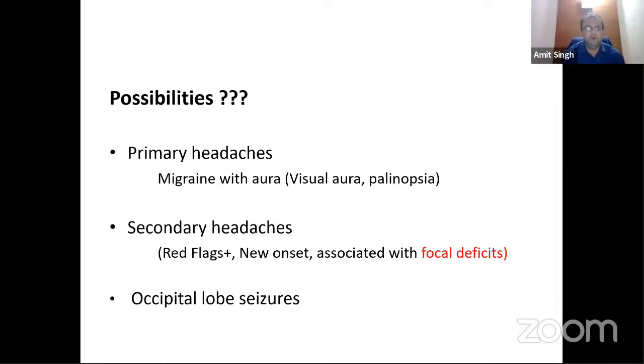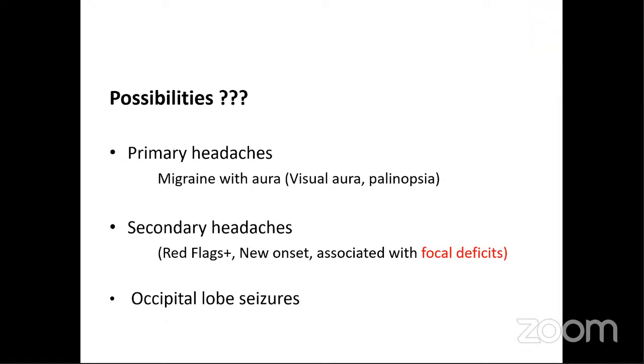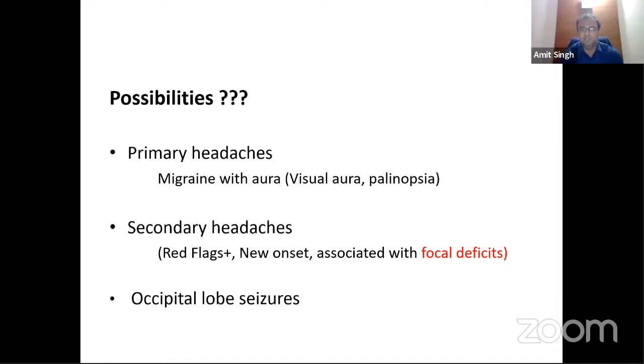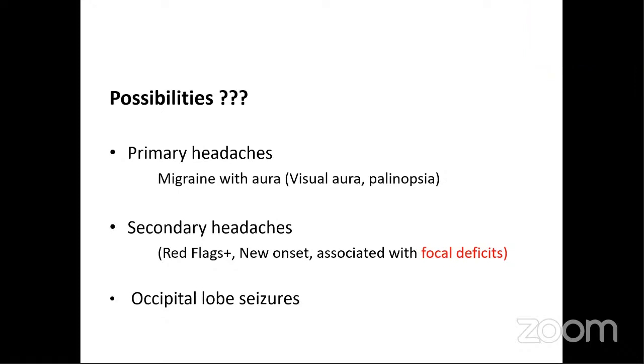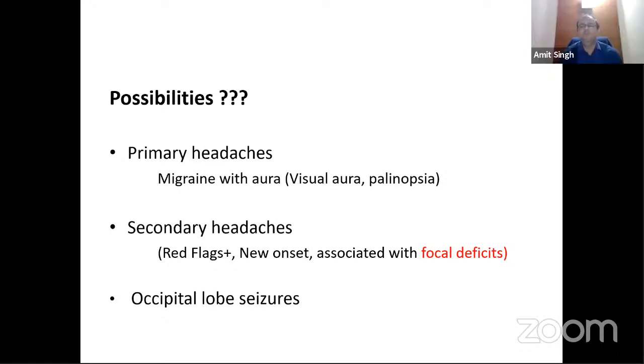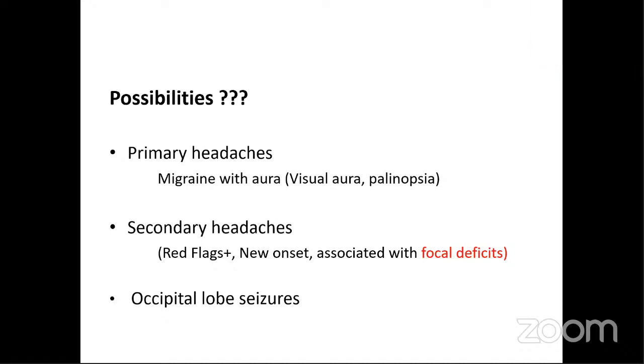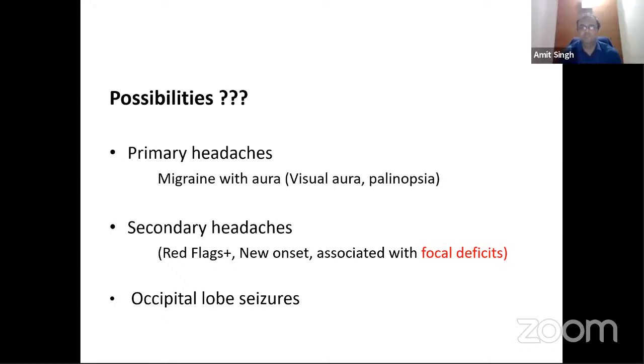The third possibility was occipital lobe seizures. Now here, as Dr. Tapas also told, we have to differentiate epilepsy or seizures from headache, that too migrainous headaches with occipital seizures. So in this patient, the visual aura was classically of migrainous character, but the tonic-clonic movement of the patient was also present. So we have to put this patient in the category of secondary headache because of the red flags, along with the history of a seizure episode, occipital lobe seizures also.